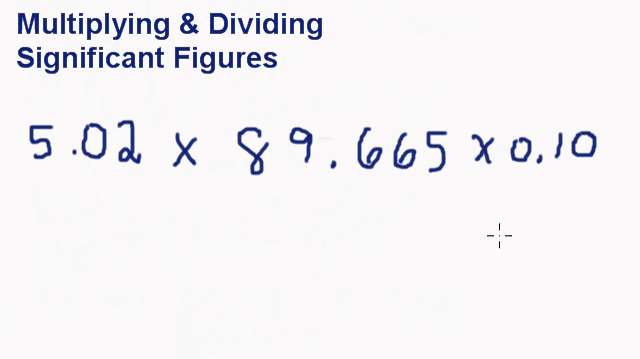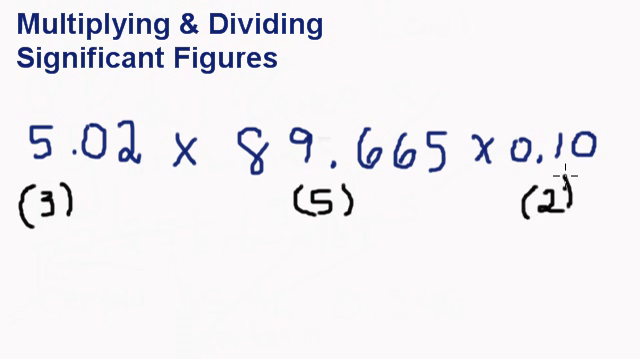Alright, the first thing that you want to do when you multiply or when you divide, because they both follow the same exact rules, is you need to ask yourself how many significant figures each one of these numbers has. So for instance, let's start with 5.02. This number right here has 3 significant figures. This number, let's count, 1, 2, 3, 4, 5, has 5 significant figures. And finally, 0.10 only has 2 significant figures.